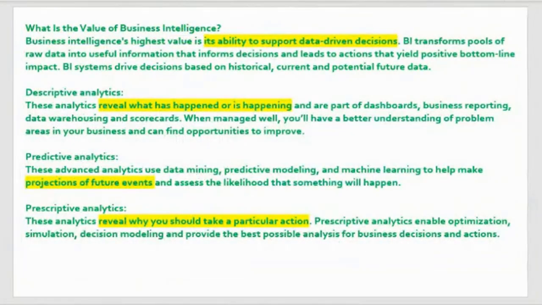Now, what's the value of business intelligence? Mainly the ability to support data-driven decisions. And that will lead to a positive bottom line impact and allows the organization to make better decisions that would help improve its market share, its bottom line, and its financials as well. Now, descriptive analytics basically reveals what has happened or what is happening. Predictive analytics is going to help to give projections of future events and assess the likelihood of something that will happen. So we said descriptive is revealing what is happening or what has happened. Predictive is going to give us a projection of the future event, and prescriptive analytics would reveal why you should take a particular action. Okay.